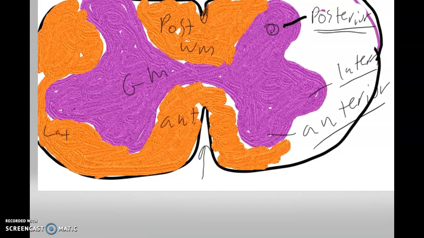So you need to label the gray matter and the white matter. Posterior horn. Make sure you put horn. Lateral horn and anterior horn.